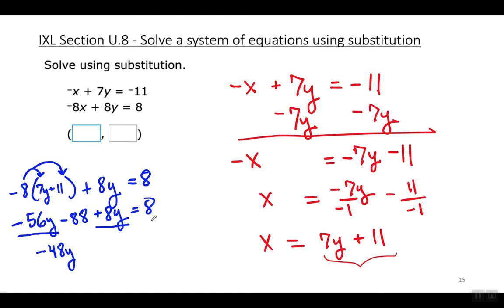And this negative 88, we move it to the right by adding 8 plus 88, which is going to give me 96. So y is going to equal 96 divided by negative 48, which means y equals negative 2.